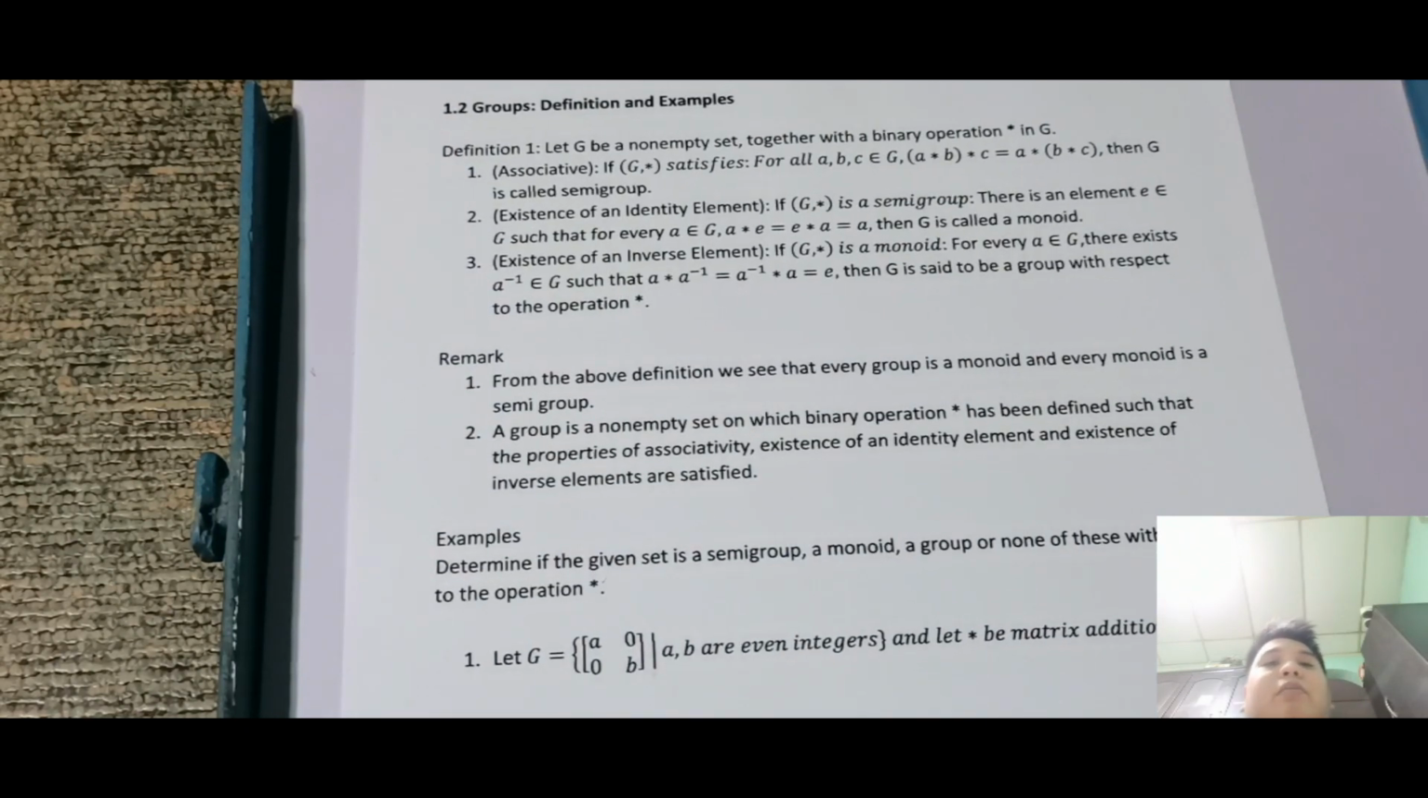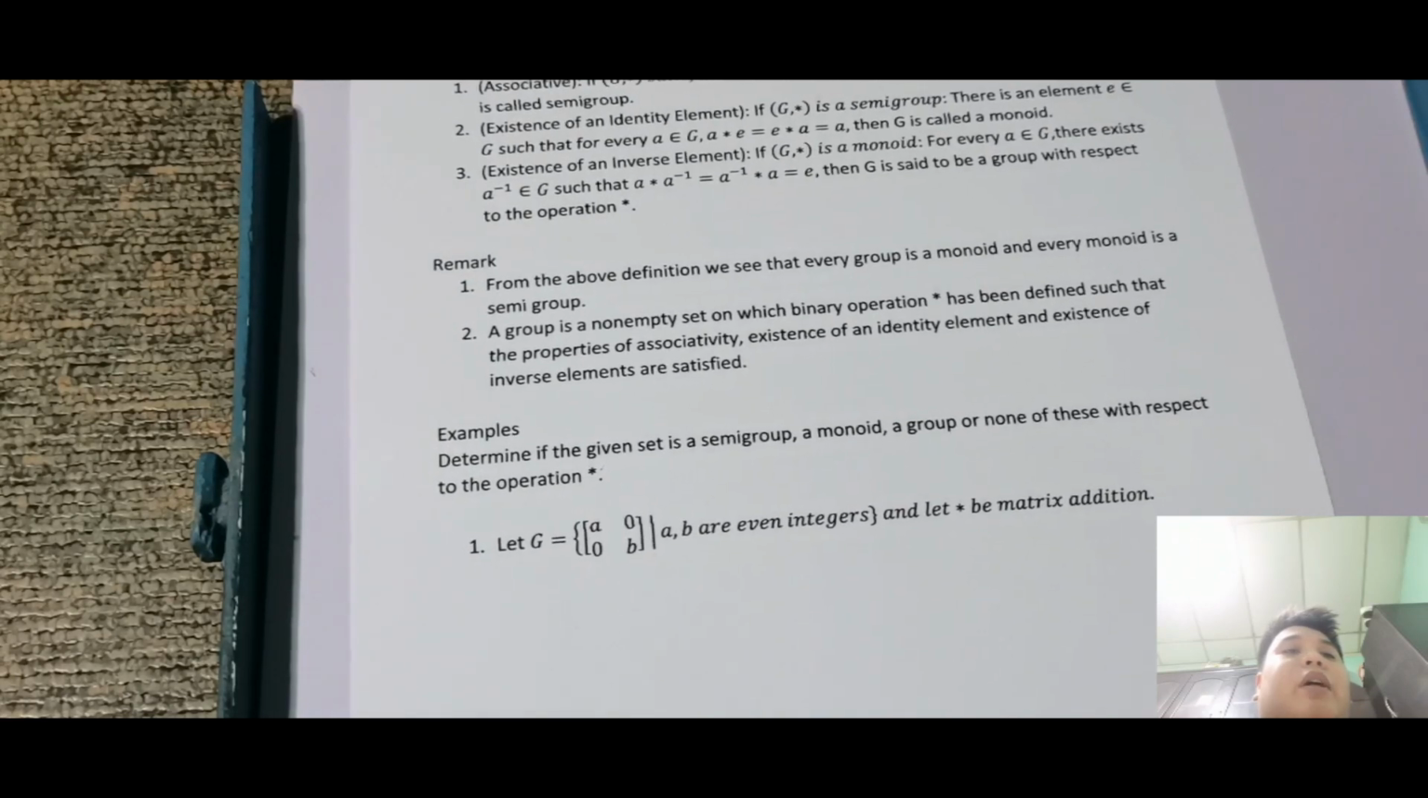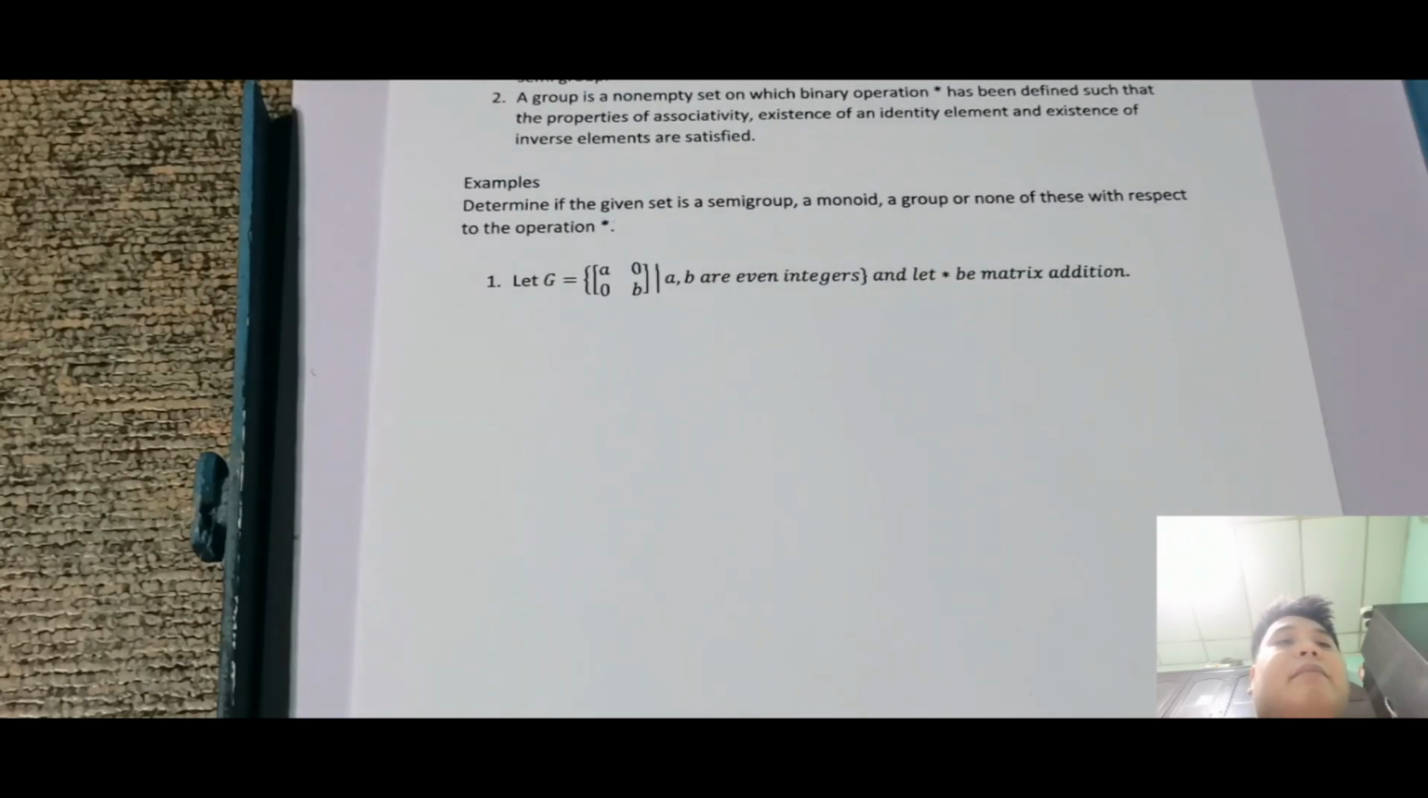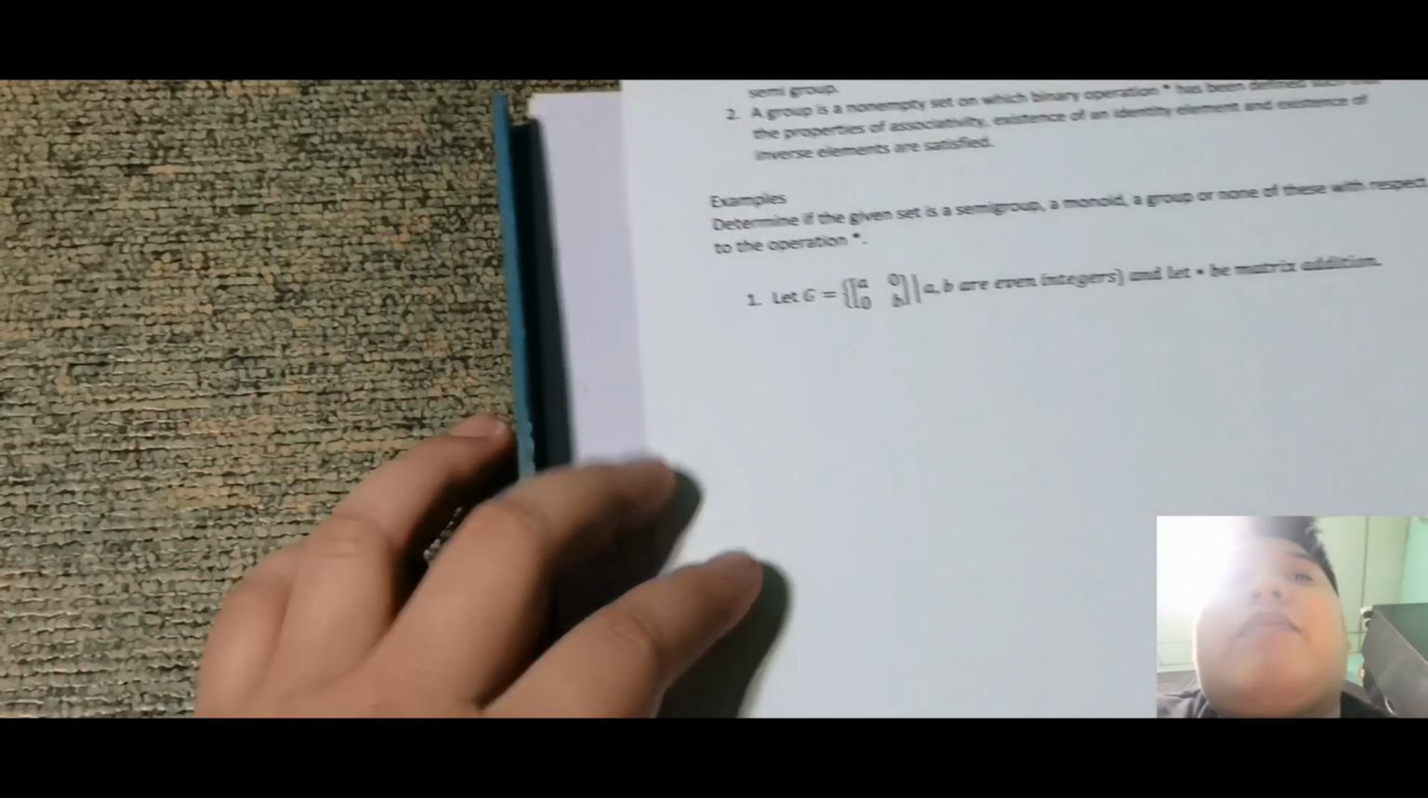So para mas maintindihan nyo, meron tayong mga example. Determine if the given set is a semi-group, a monoid, a group, or none of this with respect to the operation. Napansin mo, ang naka-example is matrix. Walang malabo dito, walang hindi pwedeng pumasok dito. Minsan pwede ko lagyan ng calculus yan, meaning yung mga integrable function yung loob ng set. Possible natin gawin yan dito. Una, i-test natin siya: test for binary operation. Again, determine, so meaning hindi natin kailangan i-prove.